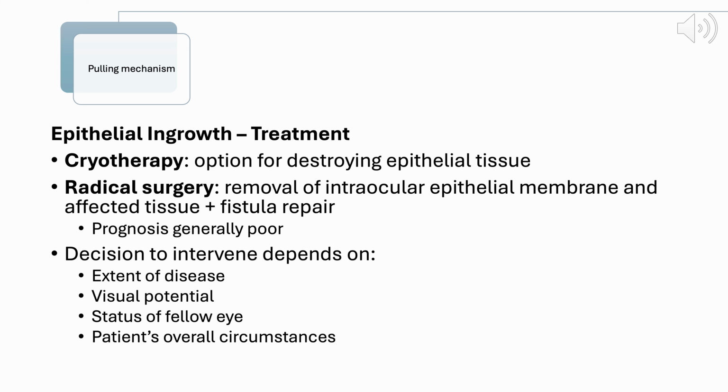Whether or not to intervene depends on several factors: the extent of the disease, the patient's visual potential, the status of the fellow eye, and their overall circumstances. In some cases, conservative management may be chosen if the risks of intervention outweigh the potential benefits.